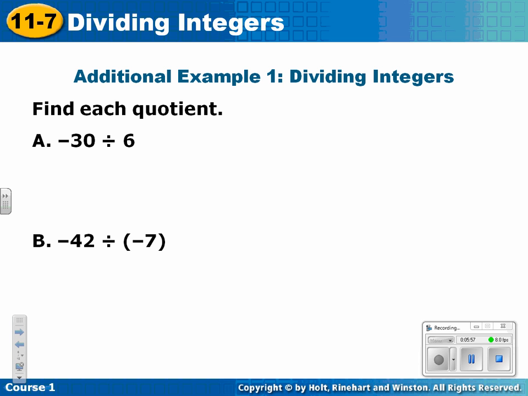How many negative symbols are in negative 30 divided by 6? 1. So is my answer going to be odd or is it going to be even? It's going to be odd. Or it's going to be negative. We're dividing. What's the answer to this one? 6. Very good.